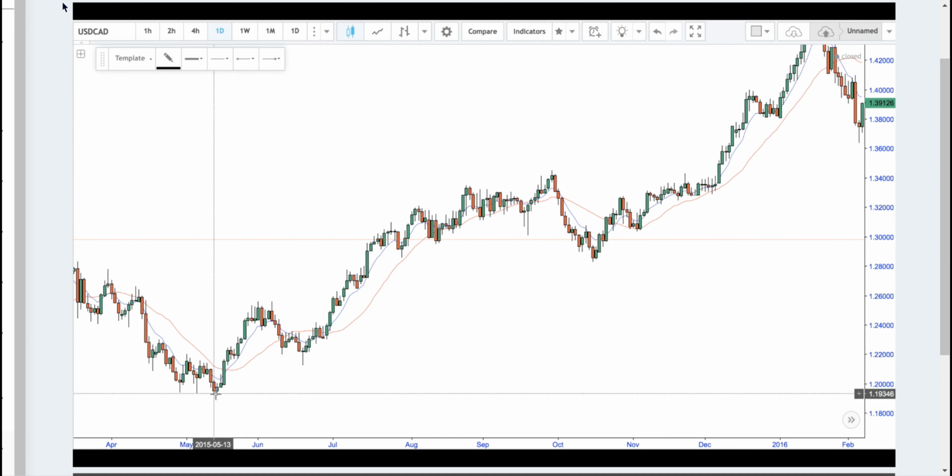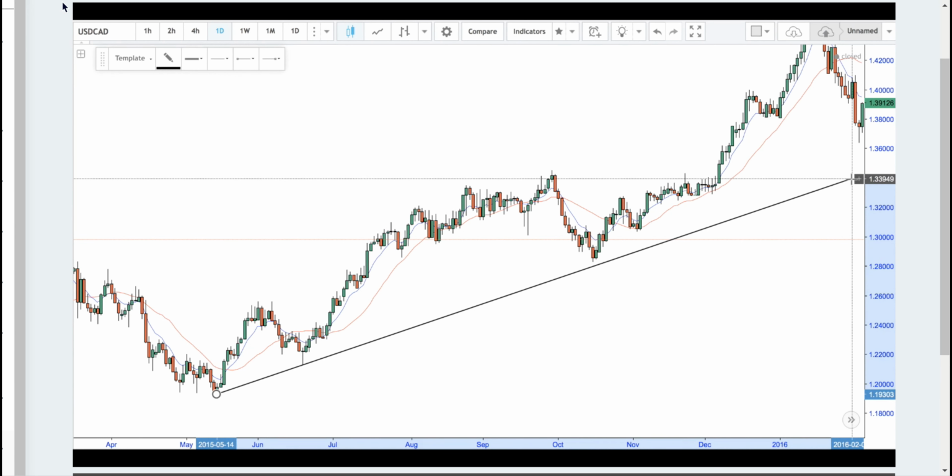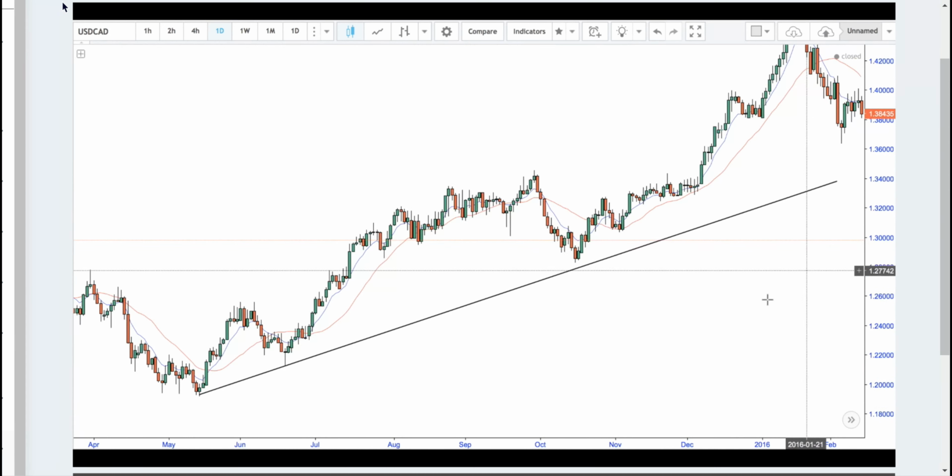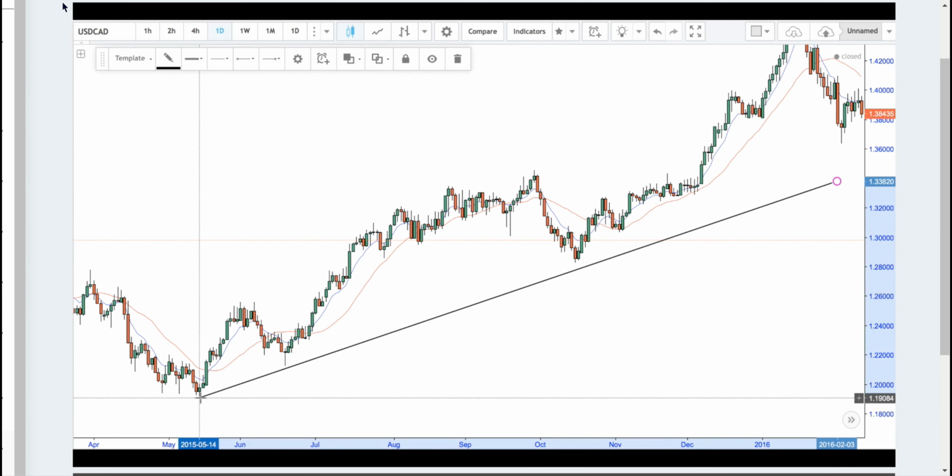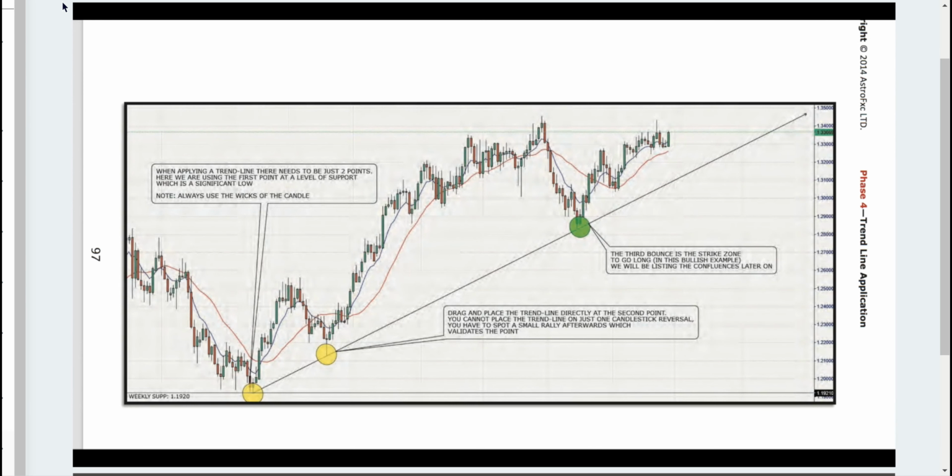So this is the actual trend line, which is in the book there on USD CAD. Okay, so on point 1, just double check that. Yeah, so point 1 to point 2, and then we have point 3 as the third bounce. Getting into that in a minute. So obviously, you click the trend line, you drag and place the trend line directly at the second point. You cannot place a trend line on this point if there's just one candlestick there. We have to actually see there has been a leg, okay, an uprise in this case.